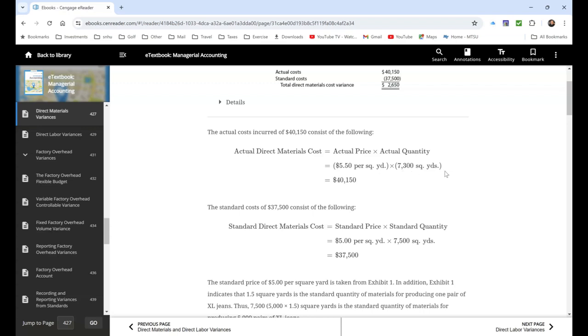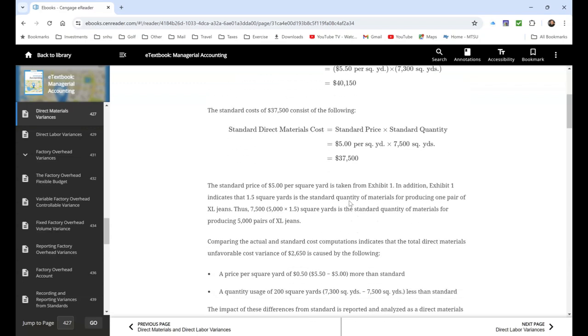However, on the other side, we used less. So our actual quantity was 7,300 square yards. We thought we would budget 7,500 square yards. So this was over by a certain amount. This was under, and together that accounted for the difference of 2,650.